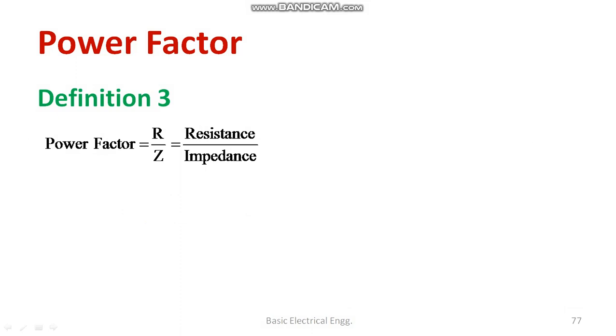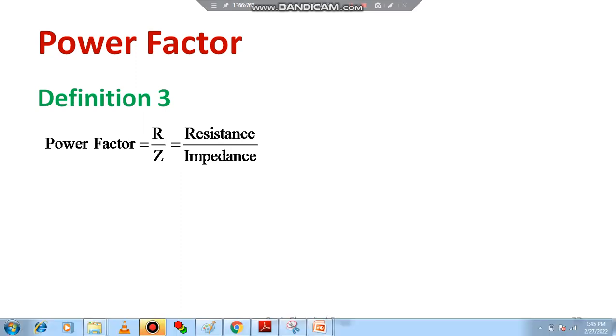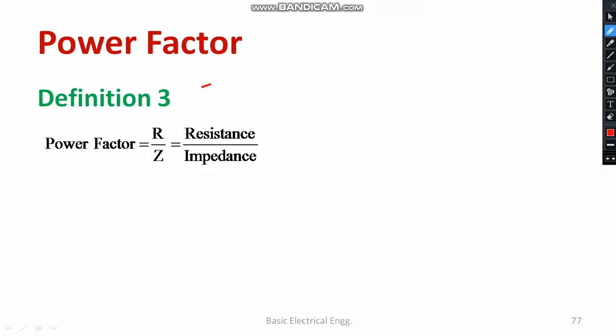Now I want to show you the third definition. Power factor is the ratio of resistance to the impedance. What is impedance? Impedance is the net resistance offered by the elements of an AC circuit, which is expressed in terms of Z. Or you can write Z is equal to R plus jX. Z is equal to R plus jX.